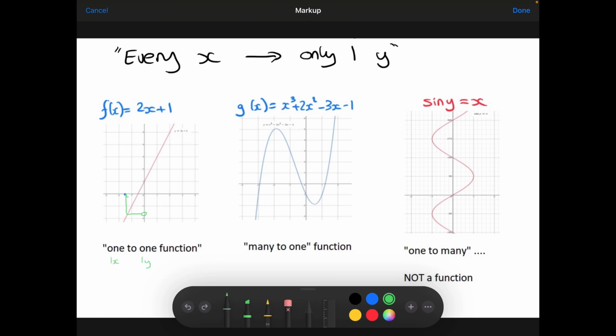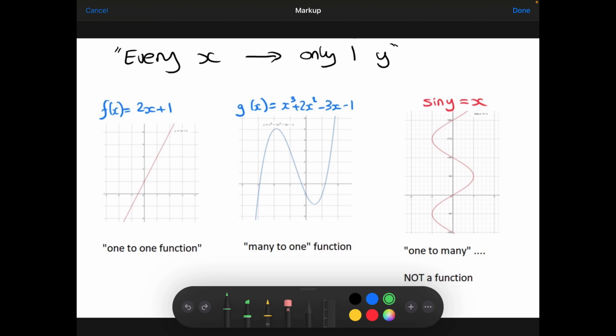The second function that we've got here is the cubic equation. g of x is equal to x cubed plus 2x squared minus 3x minus 1. Again, I can substitute every x value into this cubic expression. There's no restrictions on which x values I can substitute in here. I can substitute any number in here. And when I do that, I will only get one y value.